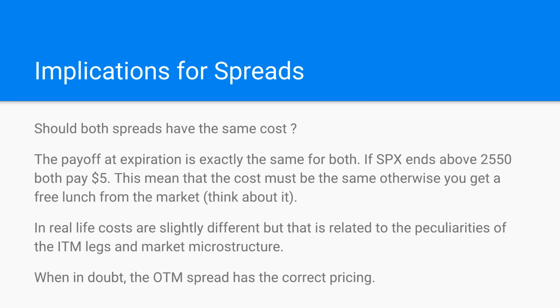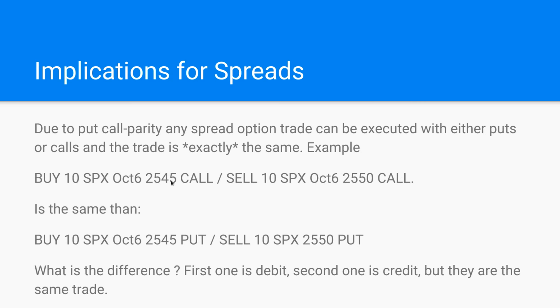If SPX ends above 2,550 on Friday, both of those trades will pay the max payoff, which is $5. Why? Because in this case, both calls will be in the money, and the difference between the two is 5. So the profit of this trade is the $5 you got minus the premium that you pay for it.